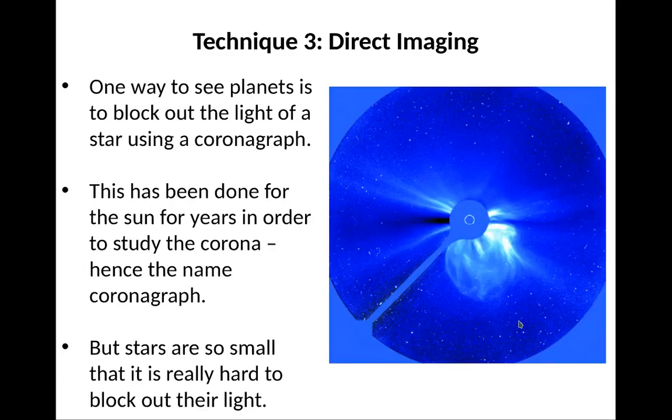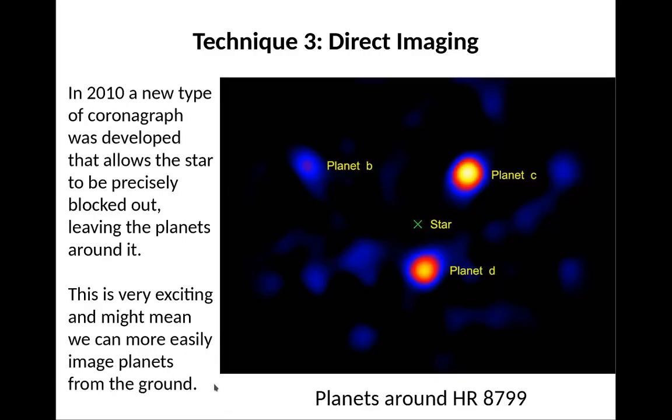You can block out the star using something called a coronagraph. It's been done for the sun for many years to study the corona, which is the outer atmosphere of the sun, hence the name coronagraph. But other stars are so small that it's really hard to block out their light. This was a major technical challenge, but in 2010 a new type of coronagraph was developed, which allows stars to be precisely blocked out, so you can reveal planets around them. These planets still have to be fairly largely separated from the star, but now you can image planets directly from the ground. These are planets around the star HR 8799.